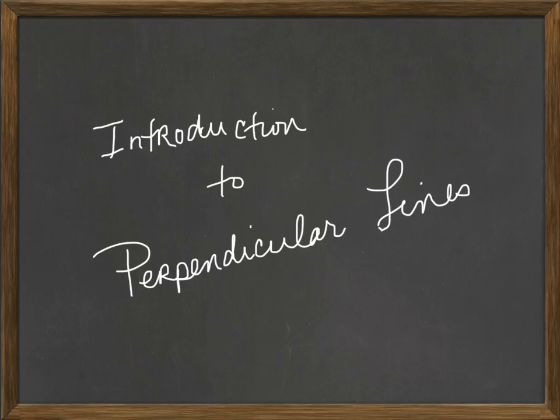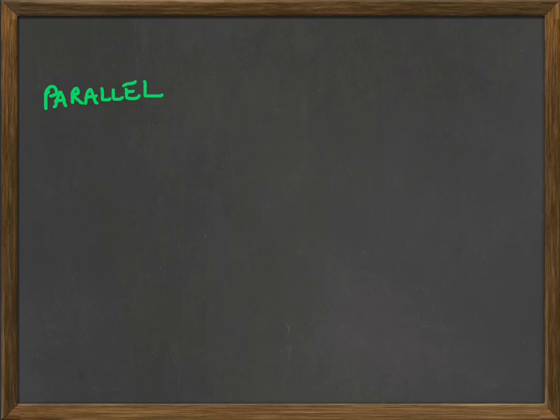Today we're going to start a new topic in geometry. We're going to start talking about perpendicular lines. Now we already know there are quite a few special types of lines that we've learned about. The first type are parallel lines, which are kind of like those little train tracks going down the line there. They never intersect with each other.